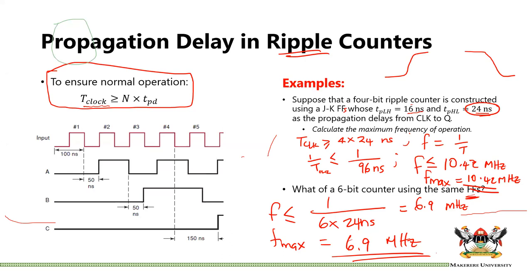A trade-off is something where I give you something, you give me something. That's a trade-off. So here we see that there is a trade-off between the size of the counter, the range of the counter, how many flip-flops it has, and the frequency at which it works. So if you want a high-range counter, a long-range counter, then you're going to have to work at a lower frequency than somebody who has a short-range counter.